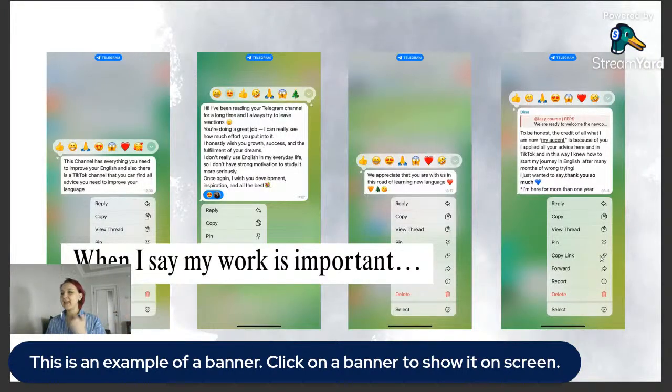And when I say that my work is important, and I told you before, it's not only about giving you the knowledge of English. For me, it's also about changing your relationship. This is what I am really trying to do. These are some messages that I get. I get plenty of them almost every day. And I forgot to put it here.